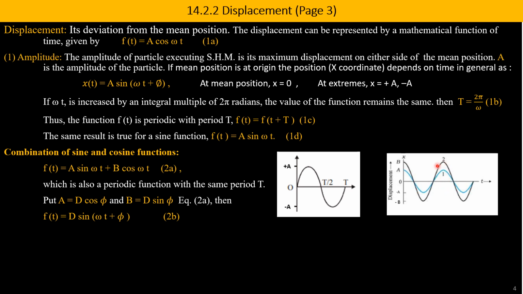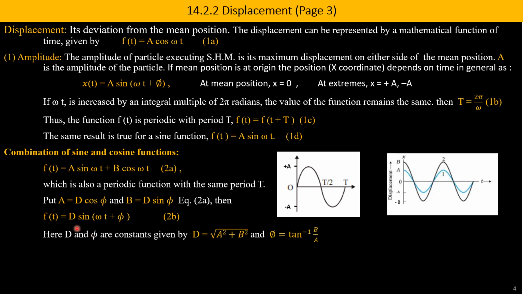Figure number 2 is a plot of displacement as a function of time as obtained from equation 1a with phi equal to 0. The curves 1 and 2 are for two different amplitudes A and B. The second curve, black color, varies between plus B and minus B, whereas the blue colored wave oscillates between plus A and minus A. The combination of these two can be represented by the function f of t equal to d into sine of omega t plus phi.